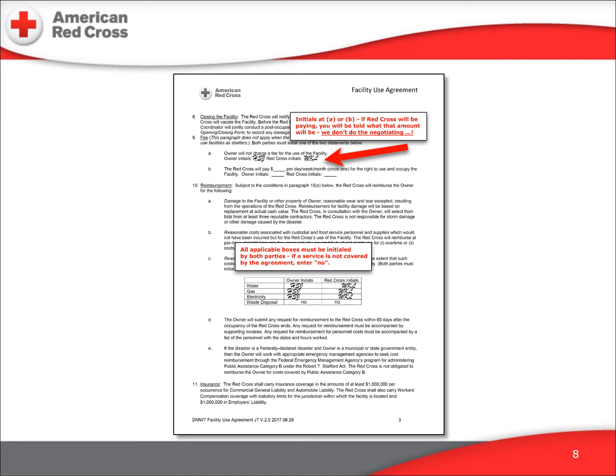The Red Cross does take responsibility for any utility costs incurred by the facility owner, which are a direct result of our use of the buildings or the property: water, gas, electricity, waste disposal. If any of these services are excluded, just mark No or leave it blank.